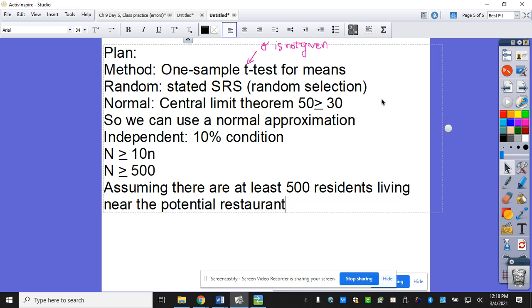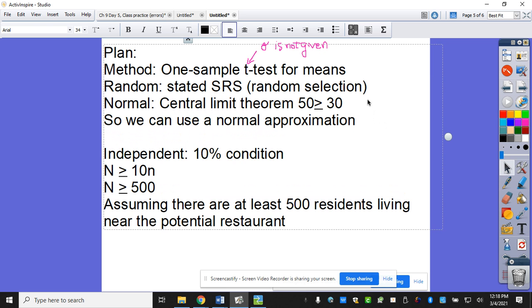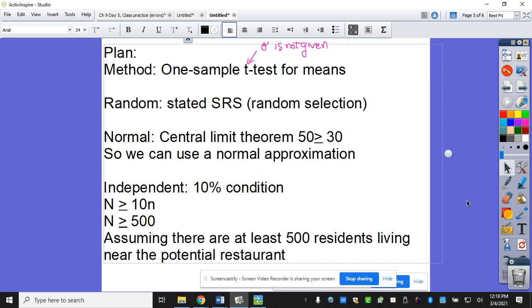So we're good with all of our conditions. I put it up here. So you do it with that normal section. You don't have to do it twice, right.